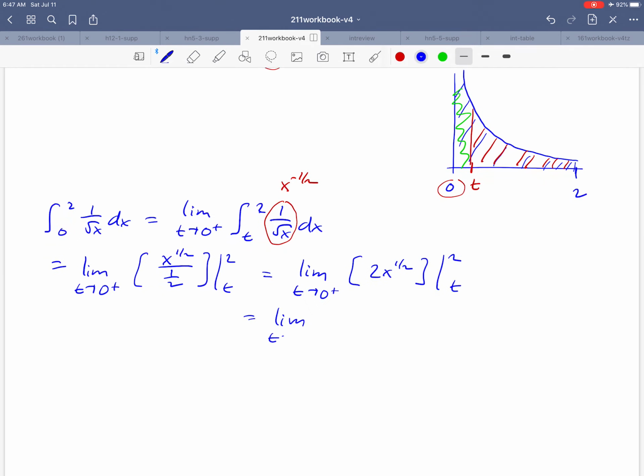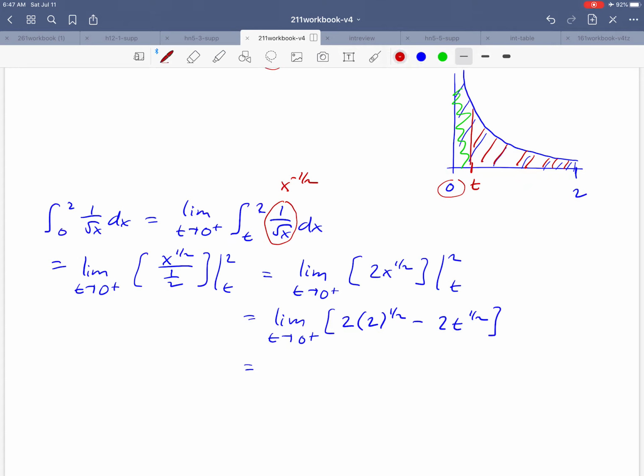Okay, and we're ready then to plug in our limits. So the upper limit is 2. If we plug in 2 for our x, we're going to get 2 times 2 to the 1/2, and then minus 2 times t to the 1/2 for the lower limit. And we are taking the limit as t goes to 0 here.